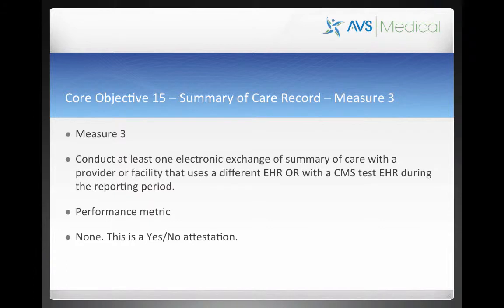The third and final measure to meet core objective 15 is that you conduct one test, one electronic exchange of summary of care information with another provider or a facility. It has to be a provider outside of your practice, so you can't do this with just another provider in your practice. They need to use a different EMR, or you can actually send it to CMS. They've set up a test EMR that you can use to send a test file to. There is no performance metric here. This third one is just yes or no. So all three of those relate to core objective 15, the summary of care record.